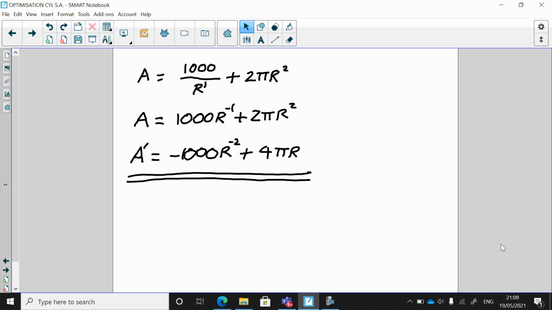I don't need to go through the rules for differentiating. Again, you should know how to differentiate that. A takes the derivative of y, R takes the derivative of x. A dash is y dash. Okay, you've differentiated it. We have a derivative here.